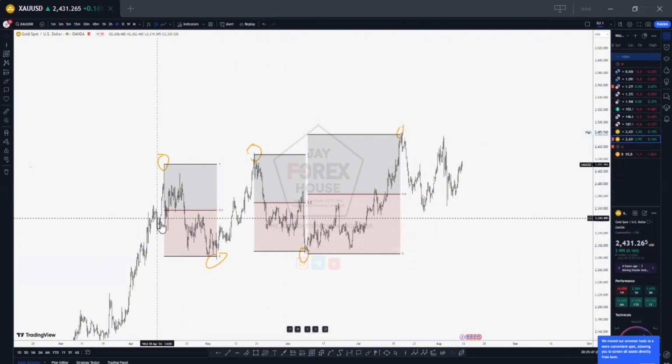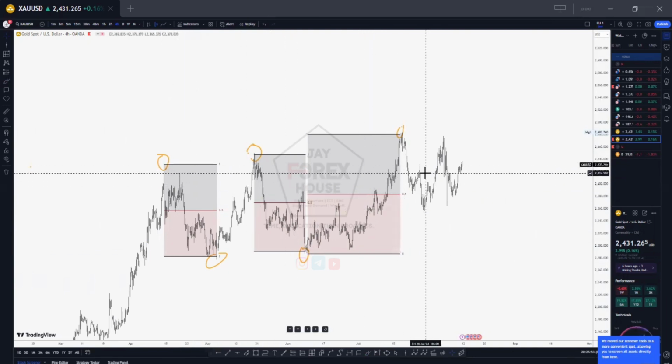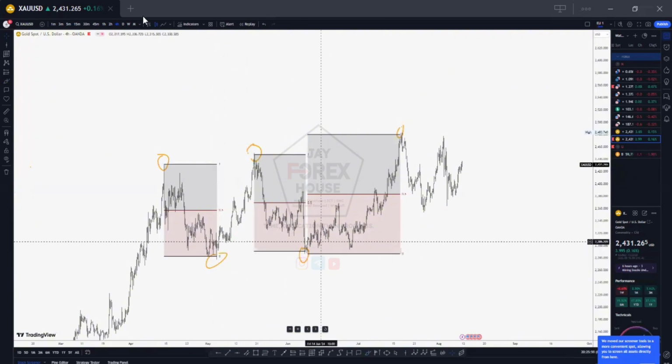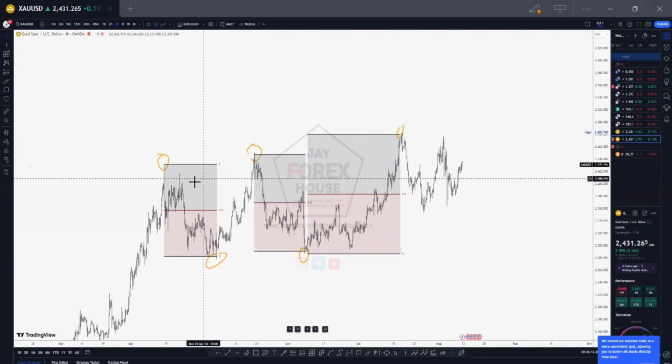You see? So all these red areas are known as discounts. The ash areas above are known as premium. So you look for bearish areas of interest on premium, and you look for bullish areas of interest at discounts.